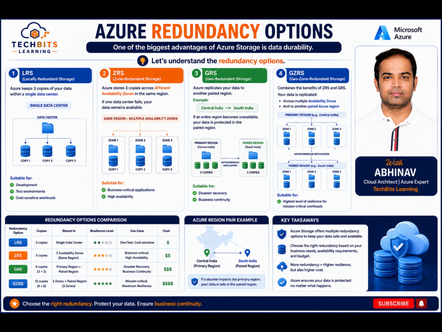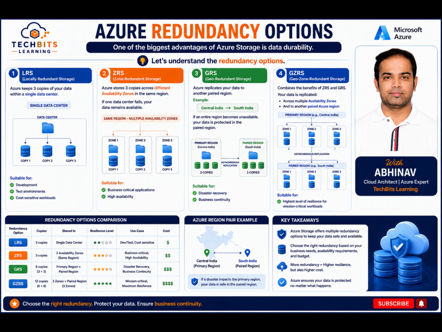ZRS, zone redundant storage. Azure stores three copies across different availability zones in the same region. If one data center fails, your data remains available. Suitable for business critical applications, high availability.